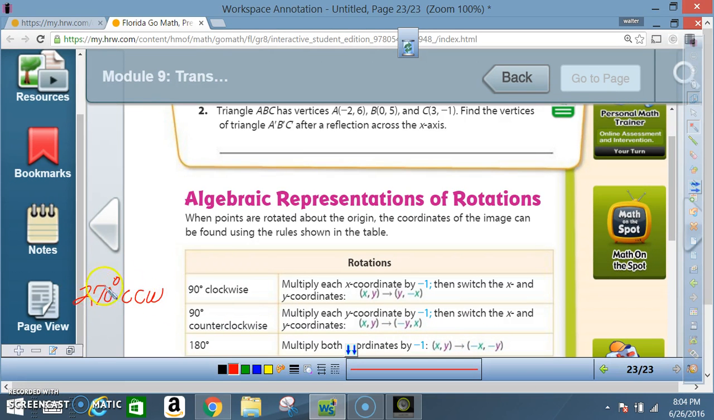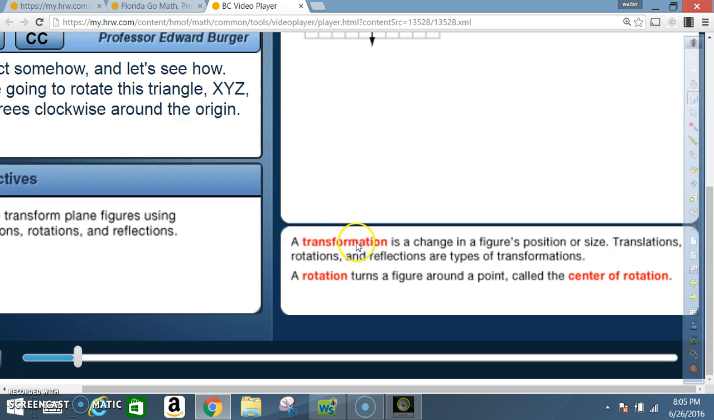And also, don't forget, 270 degrees counterclockwise is equal to 90 degrees clockwise. A transformation is a change in a figure's position or size. Translations, rotations, and reflections are types of transformations. A rotation turns a figure around a point, called the center of rotation.